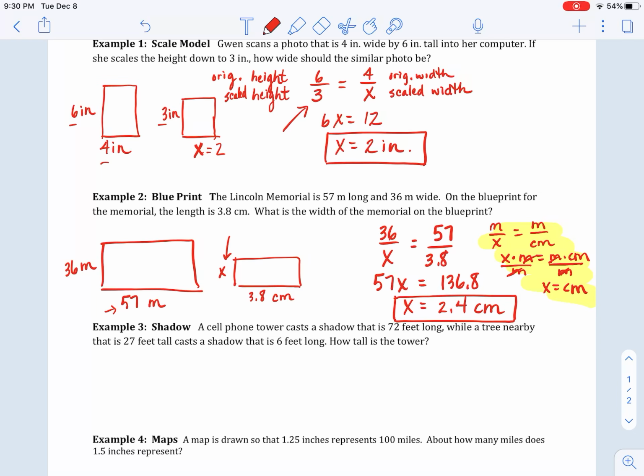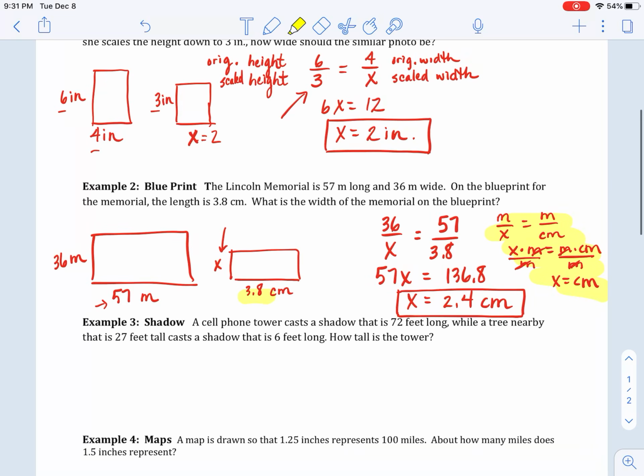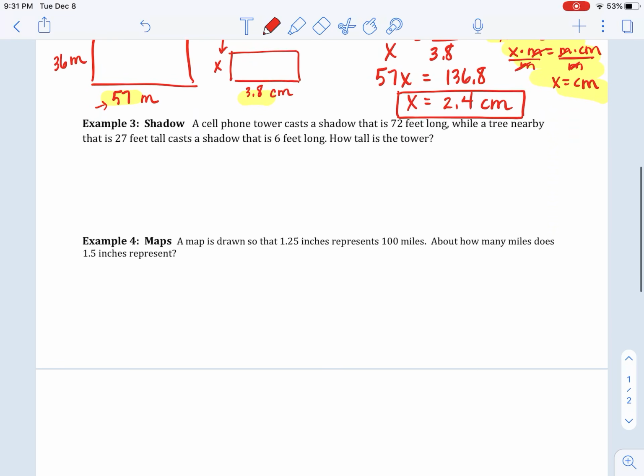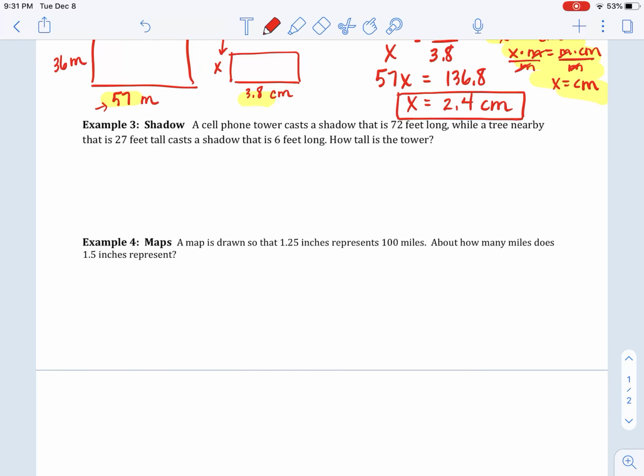And notice again in example 2, if you didn't set up the proportion and solve it, I don't think most people would be able to look at this problem and say, well, 3.8 and 57 have a certain relationship, so I can just mental math my way over to the x. You're not going to be able to do that. So make sure you can write the proportion. All right, finally, not finally, we got 2 more.